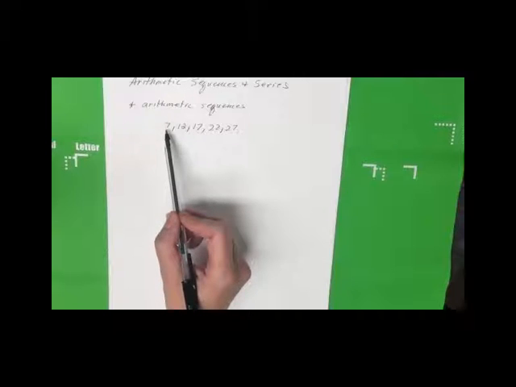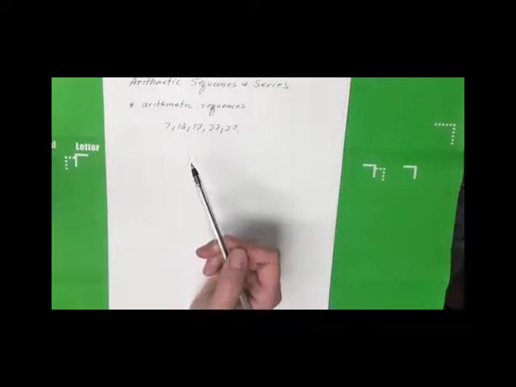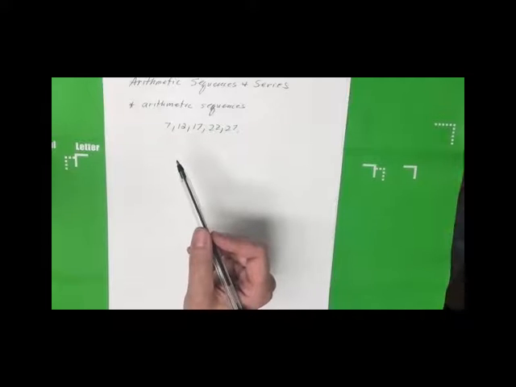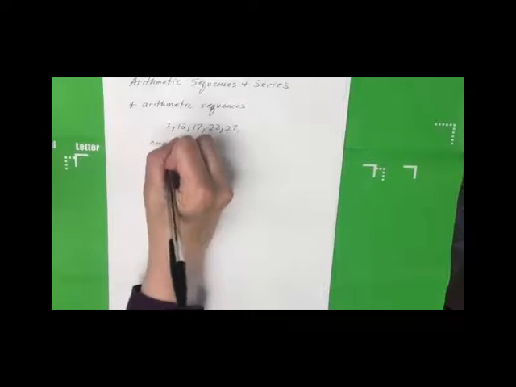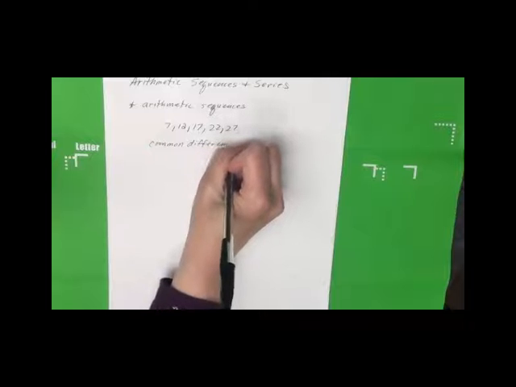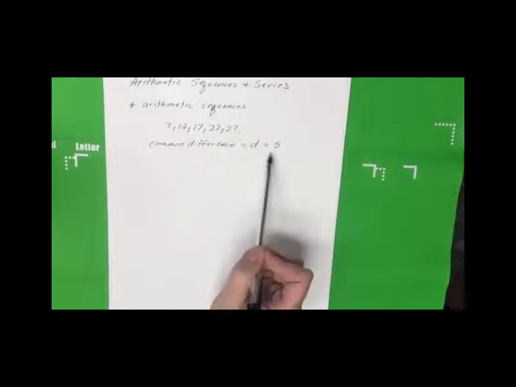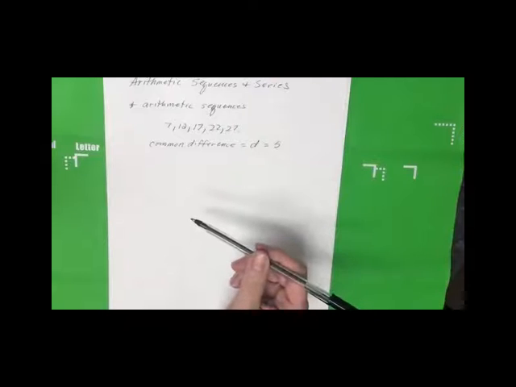So notice on this one, to go from 7 to 12, or 12 to 17, 17 to 22, and so forth, you're adding 5. So in this case, we say that the common difference, which we'll designate, say, as d, is 5. Now, the common difference could be positive or it could be negative.